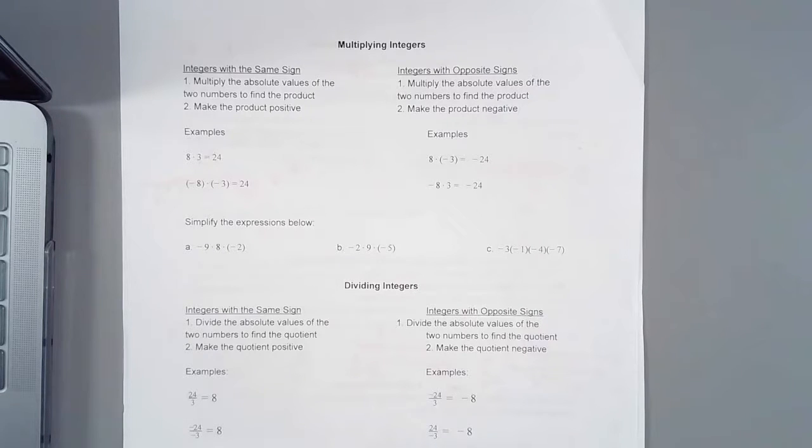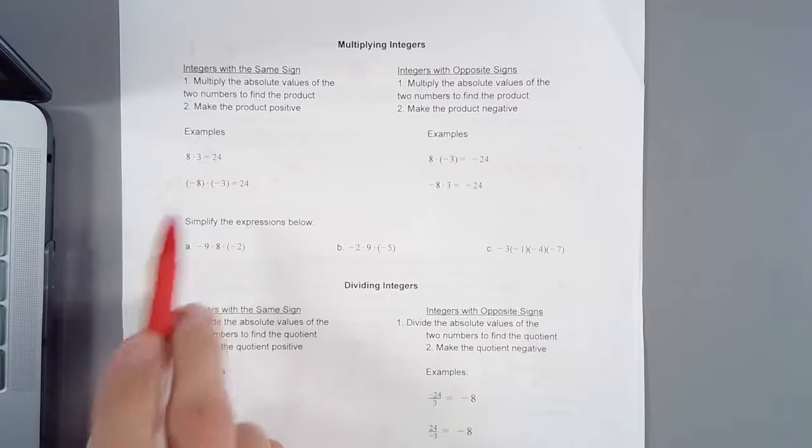So, if we want to multiply the absolute values of two numbers, that will help us to multiply integers and find the value of the number. But it's not going to help us find the sign. So, let's go ahead and work through this a little bit.